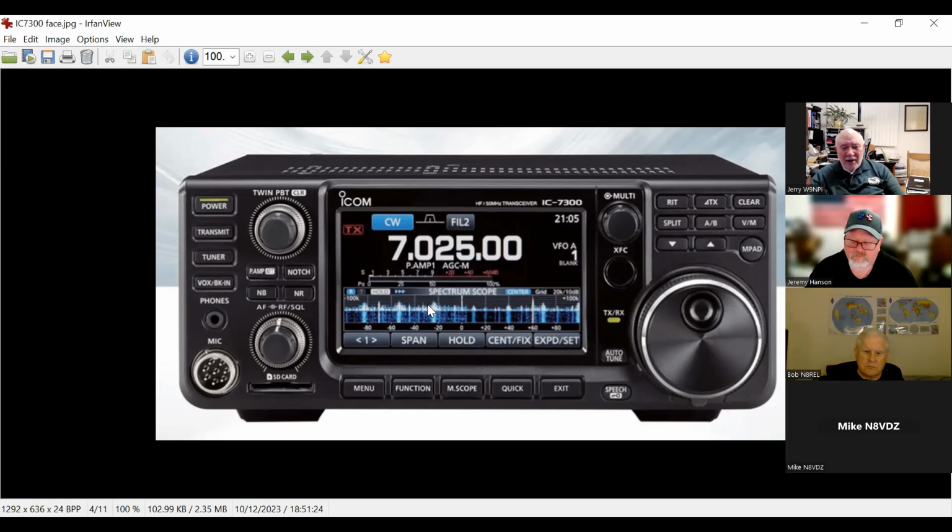Okay. Something else that's kind of neat. I think it's only for CW signals though. This is called auto tune, and what it means is that you press the button, and if you're listening to a CW signal, the radio will automatically zero in on the guy. So that's a nice thing to have.